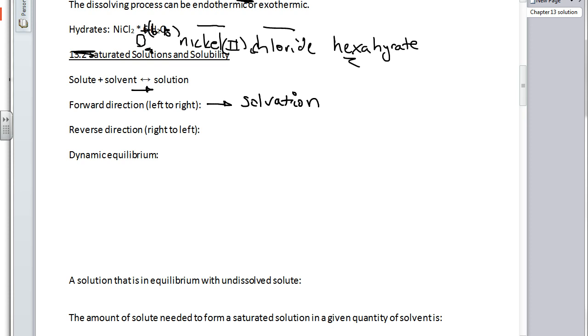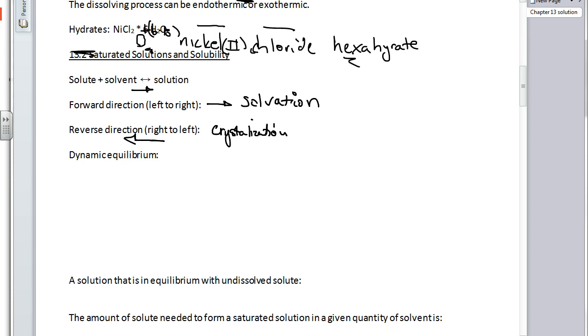Solvation. And this is our solution process. This is taking a solvent and a solute, mixing them together, and producing a solution. Okay. Now we can also have our reverse direction, which is right to left. We can make this go the other way, and this is crystallization. Now, we can form a dynamic equilibrium.